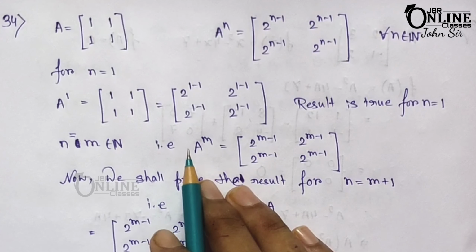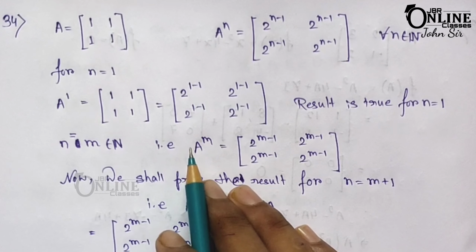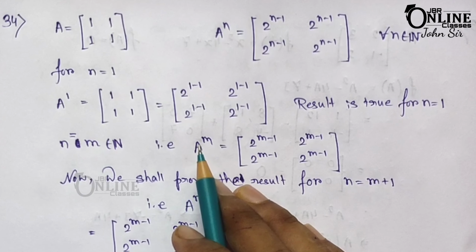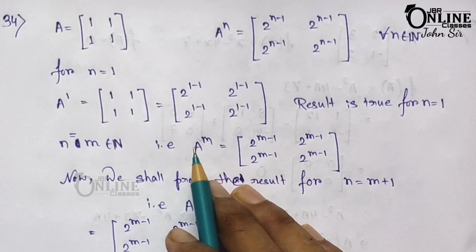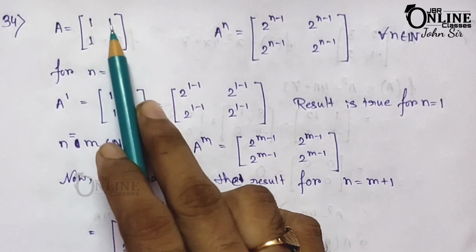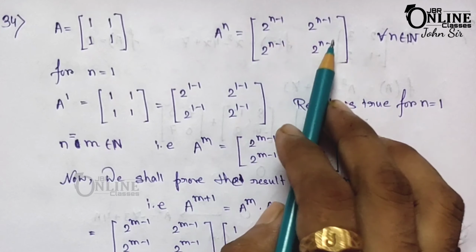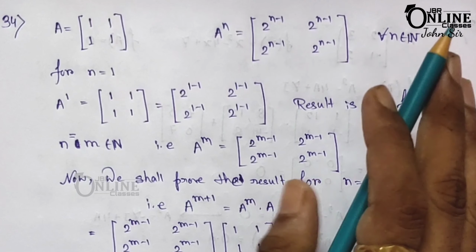Now sum number 34. Sum number 34 is a different type of problem, because in this problem you have to solve this one with the help of mathematical induction from class 11. I hope you know that mathematical induction. So here A equal to [1, 1; 1, 1]. Prove that A to the power n equal to this one for all n belongs to N.